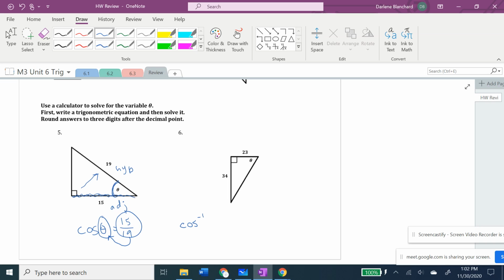So did everyone use their calculator? Yep, that is correct. 37.86 4 degrees. So understand that what I expect out of you, if this shows up on a quiz, is I need to see the equation and then the answer.